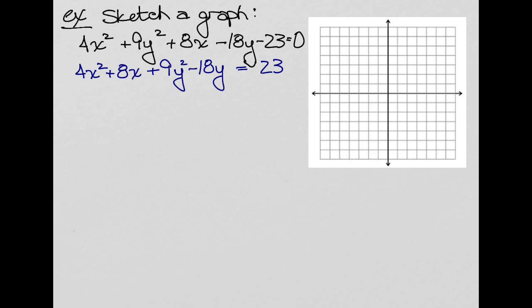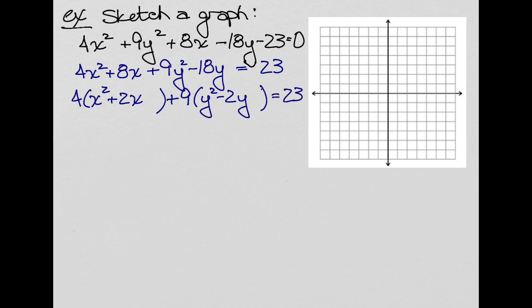I'm going to factor 4 out of both of my x terms. And I'm going to strategically leave a little room there. I'm going to factor, it looks like I can factor 9 out of both my y terms. And I still have equals 23. So I haven't changed anything. Factoring doesn't change it. If I multiplied the 4 and the 9 through, I'd have exactly what I had before. It just looks different. It's in a better form for what we're trying to do.